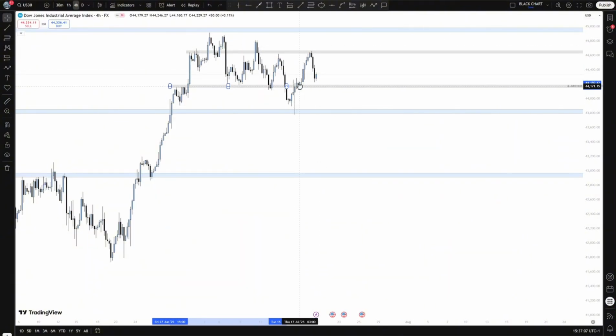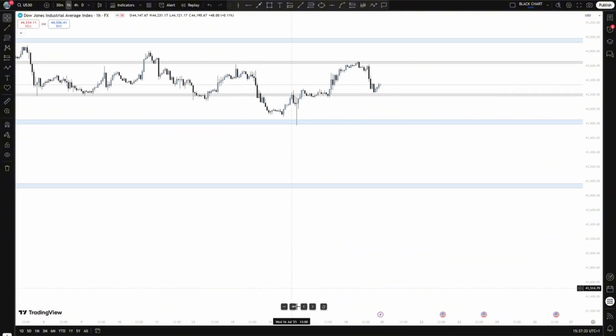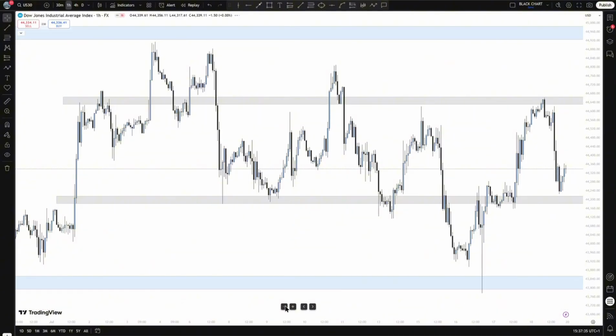Okay, so we have a clean support here. So this is a support here, a support here, and also a support here, right? Let me rearrange it very well. This is a support here, a support, and also a support here, and that is where price is currently respecting. If price wants to drop, then we expect it to break this key level, the 44,200 key level, pull back to retest, then price should continue heading to the downside.